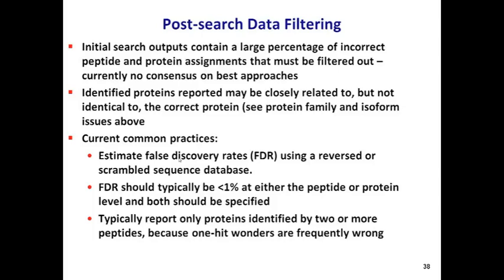A common current practice is to estimate false positive rates from a decoy database, which is typically the same database where all the protein sequences have been reversed, and that reverse database is appended to the forward database. I then can calculate a false discovery rate based upon how many identifications occur to the decoy database. False discovery rates in the order of 1% or less are typically the norm in most current proteomic analyses. In addition, we typically report proteins identified by 2 or more peptides because one-hit proteins or one-hit wonders are frequently wrong.